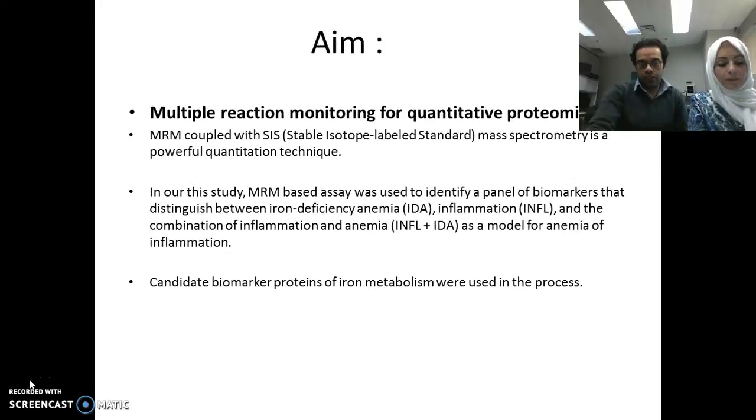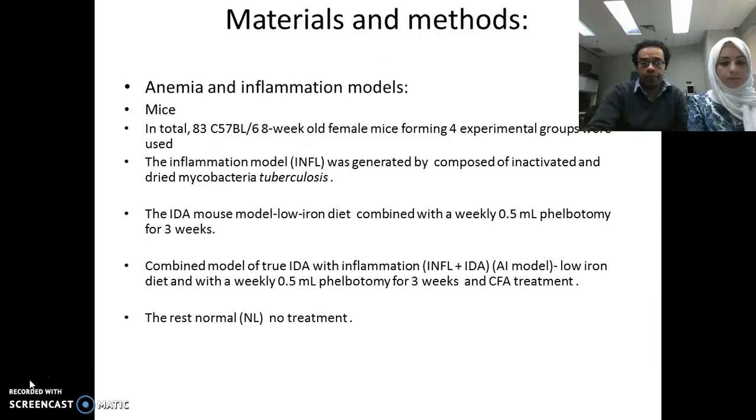The aim of this study is to use an MRM-based assay to identify a panel of biomarkers that distinguish between iron deficiency anemia and inflammation, and the combination of inflammation and anemia as a model of anemia of inflammation. MRM coupled with SIS, stable isotope labeled standard, mass spectrometry is a powerful quantitation technique. The candidate biomarker proteins of iron metabolism were used in this process. The next step is material and method.